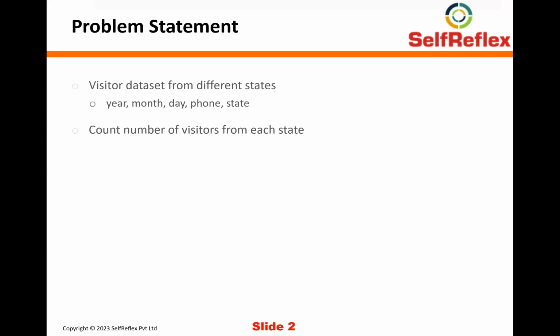Our target, the use case, is to count the number of visitors from each state so that you know how many visitors are visiting this place from different states. So that's a very, very simple problem statement that we are going to solve.